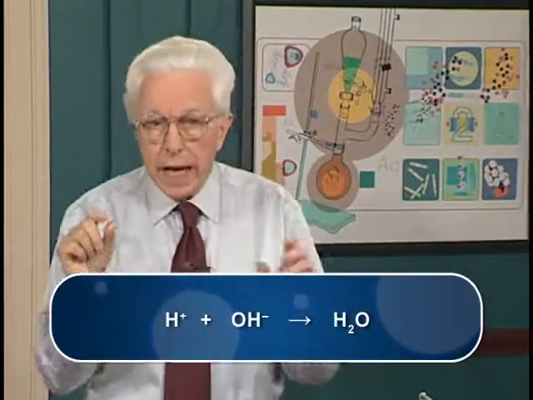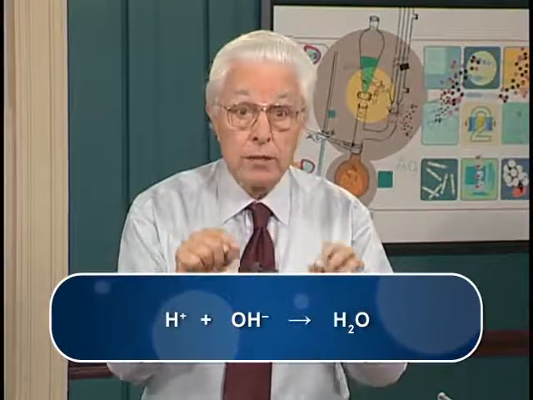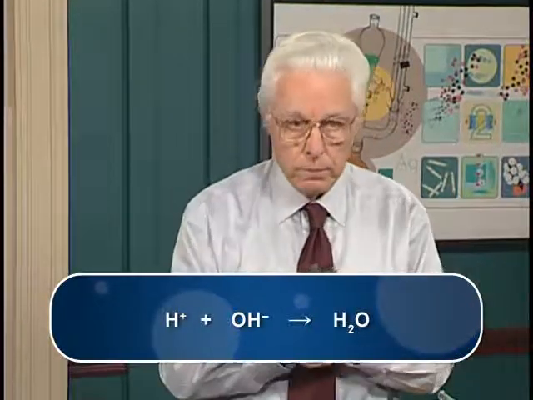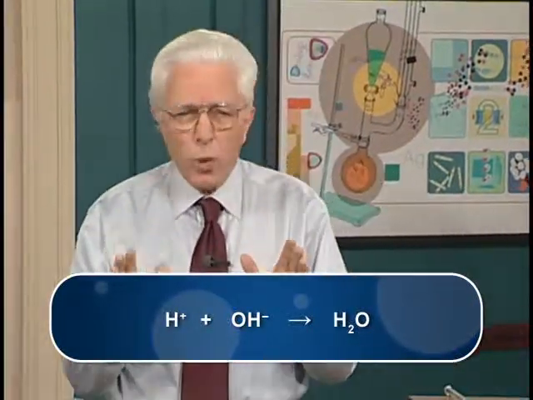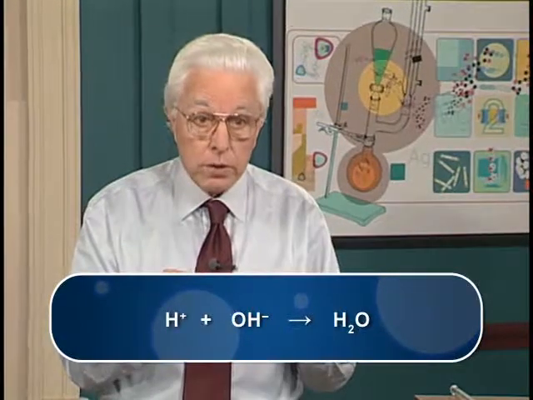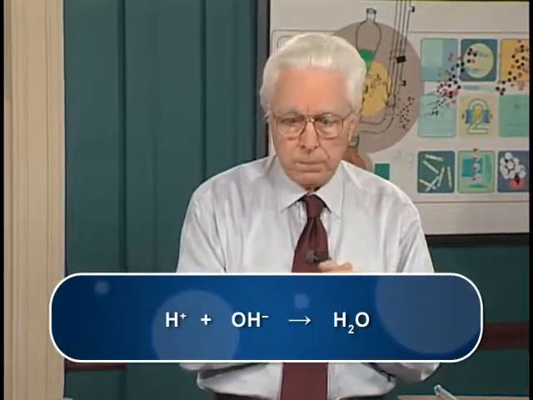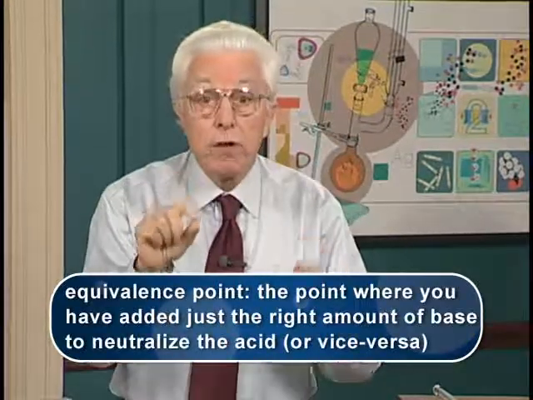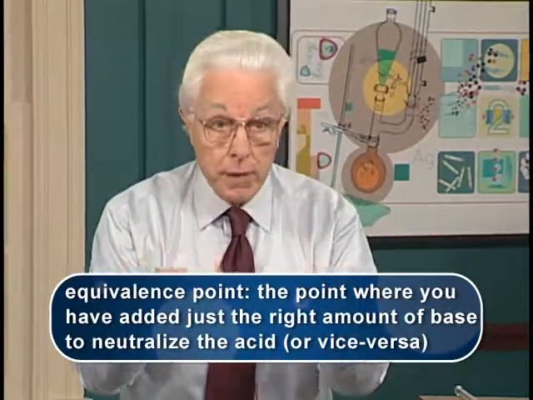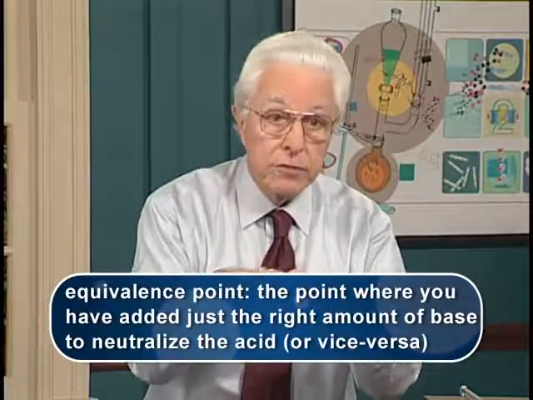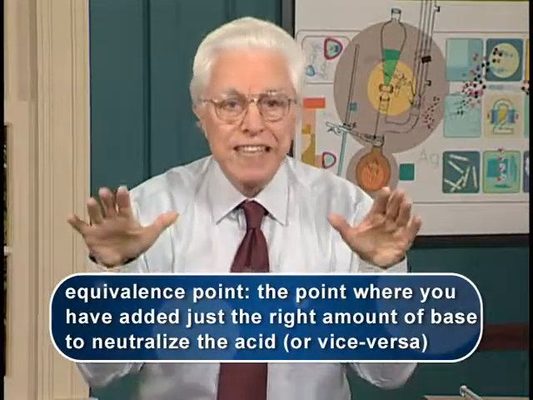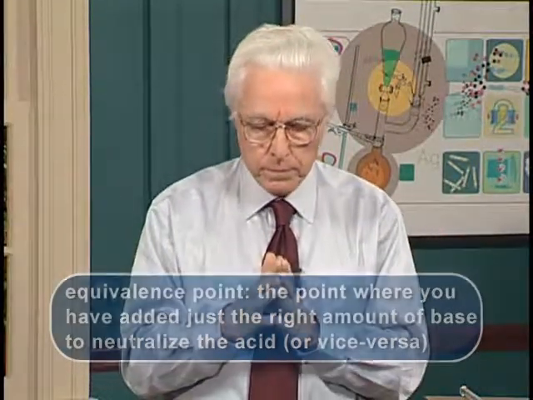As we have seen, hydrogen ion and hydroxide ion react in a 1-to-1 mole ratio. So if we had 1 mole of acid to start out with, we would need 1 mole of base to just neutralize it. The point where you have added just the right amount of base to neutralize the acid or vice versa is called the equivalence point. But how will you know when you've reached this point?